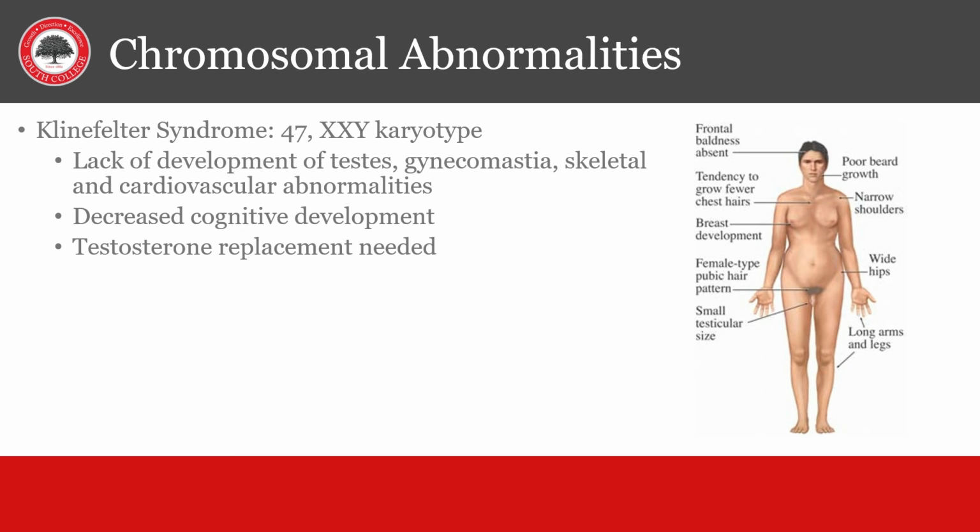Klinefelter syndrome is a disease seen in males with 2 X chromosomes and a Y chromosome. It gives males female-like characteristics like large breasts, wide hips, and smaller testes. Treatment is testosterone therapy at an early age.